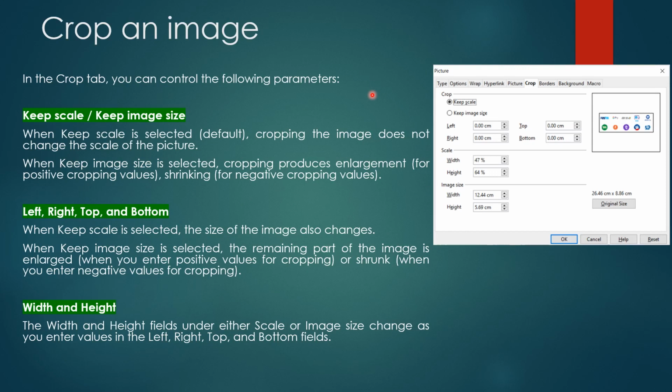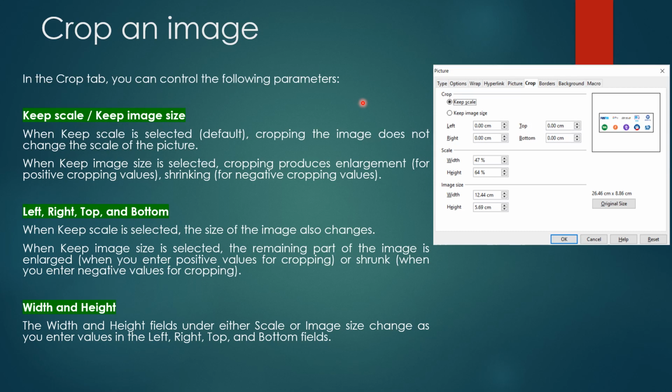Next is crop an image. First of all we have to know what cropping is. Basically, when we want a particular part of an image in our document, then we have to cut that portion from the image. That is called cropping. So if we want to crop in our document, first of all we have to click on the image, then right click on it.